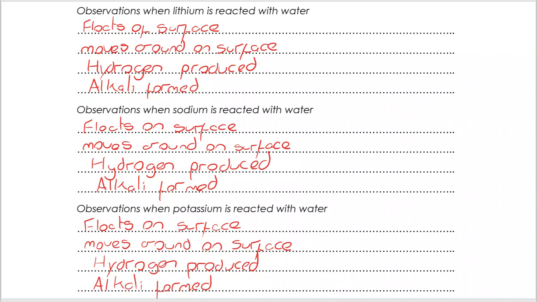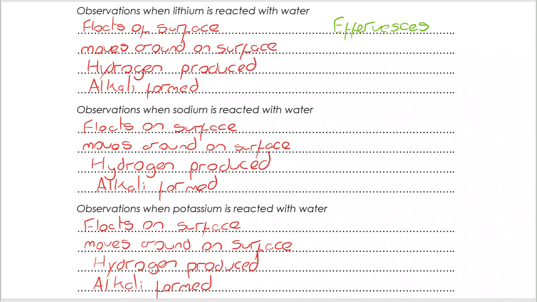Now let's have a look at the things that make the observations unique for each metal, because they don't all look the same. Lots of it is the same, but for example, lithium will effervesce. You see the bubbling coming from it. It's a vigorous reaction. It's a violent reaction. You see the bubbles forming.